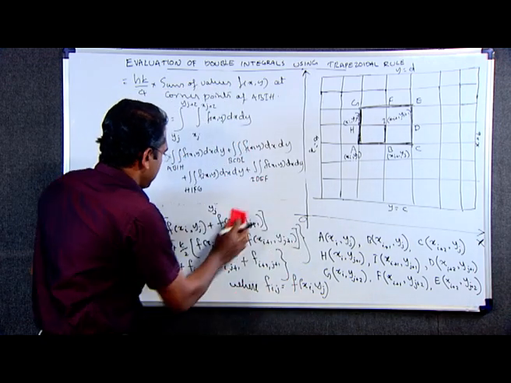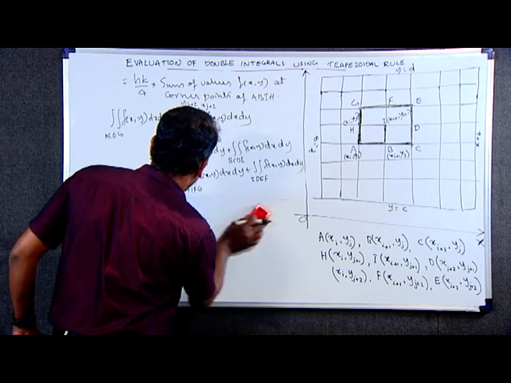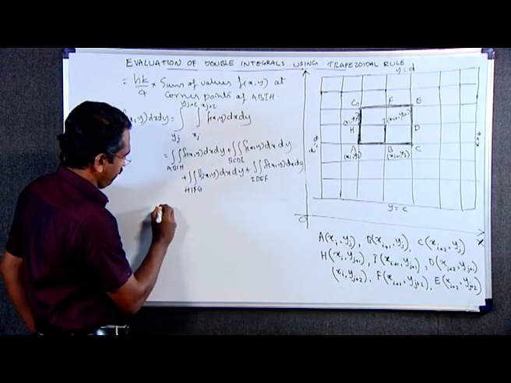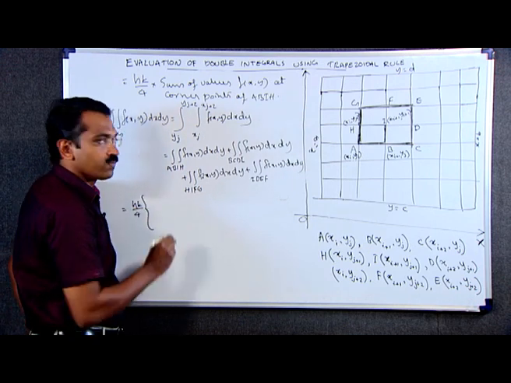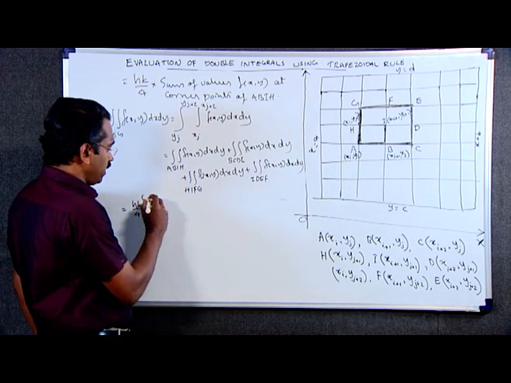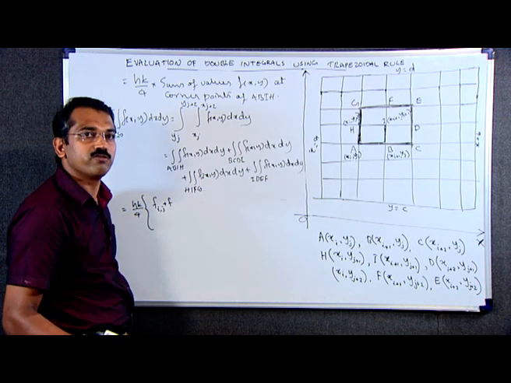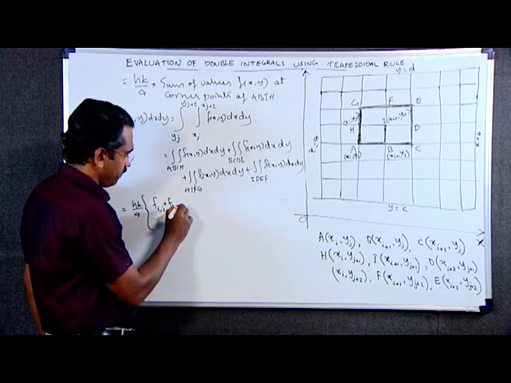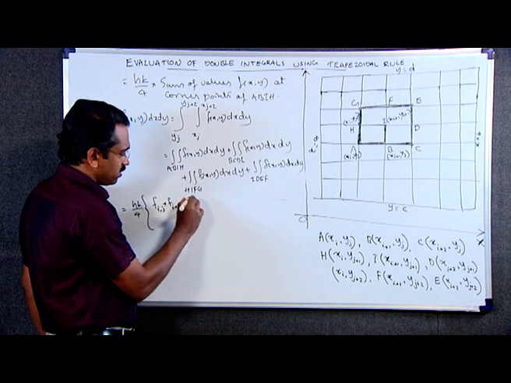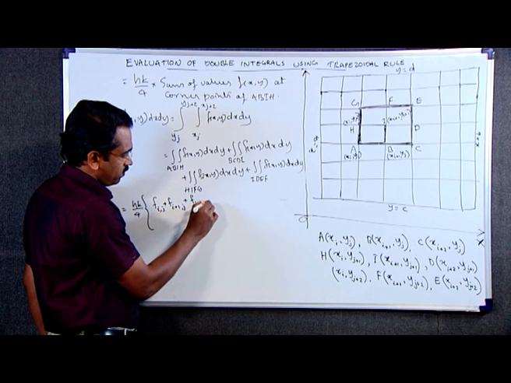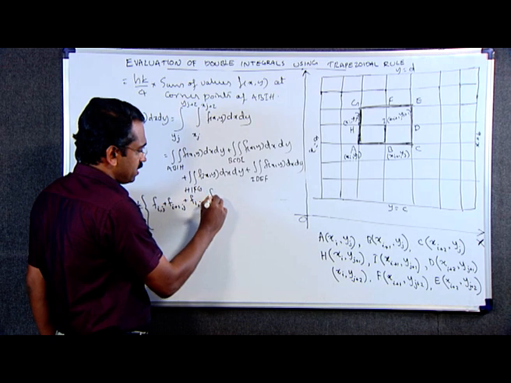That is equal to hk by 4 into f of i comma j plus f of i plus 1 comma j plus f of i comma j plus 1 plus f of i plus 1 comma j plus 1.